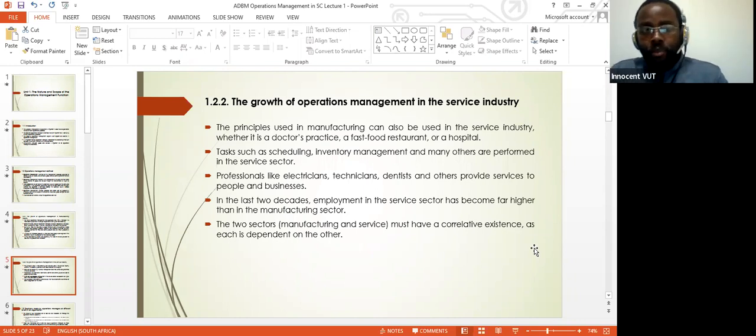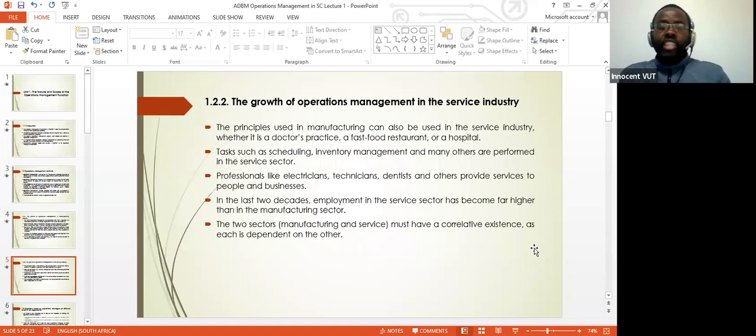For example, we can talk of the educational service sector. Right now, I'm providing a tutoring service to you. It's a service that I'm providing, but you're sitting in front of your computer. The computer that you are facing right now is a product of the manufacturing sector. So without the manufacturing sector, we won't be able to provide the tutoring service to you. We won't be having the laptops.